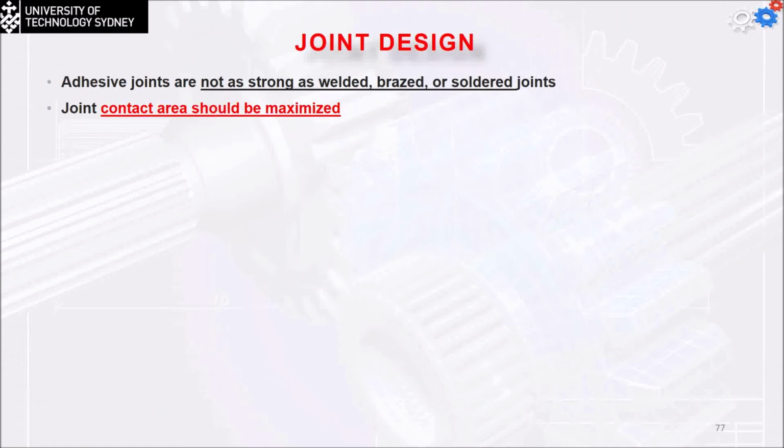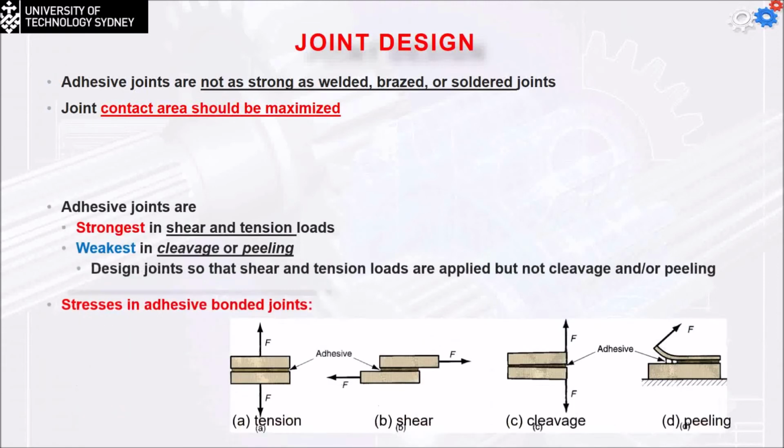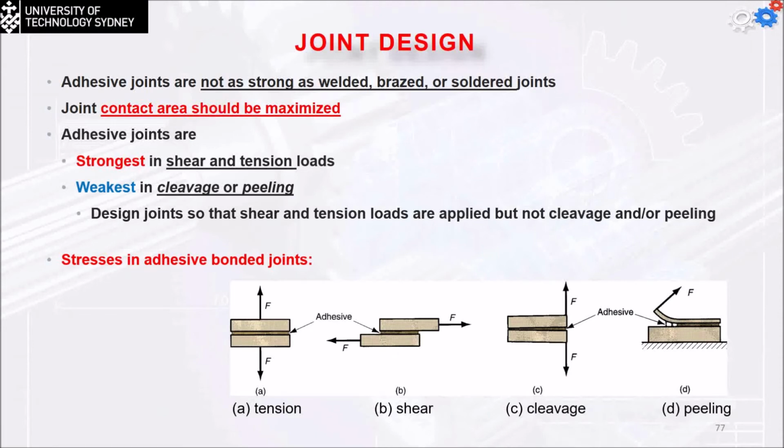The adhesive joint is going to be stronger in the case of shear and tension loads, but the weakest is in cleavage peeling. So this is bad; we cannot load it as a cleavage force, but it's very good in the case of shear and tension.